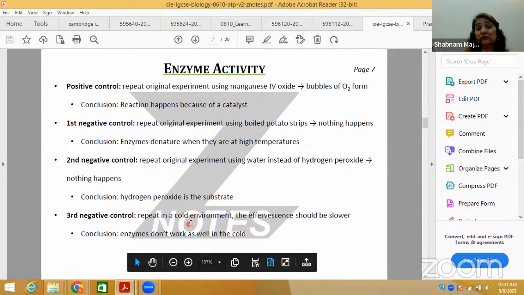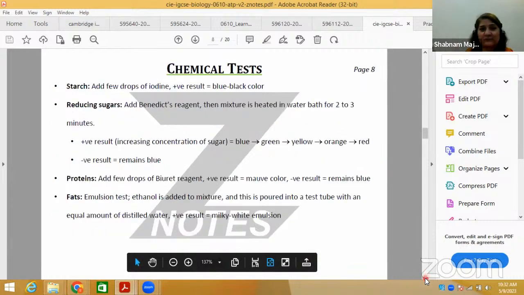Third negative control: repeat in a cold environment. The effervescence is slower, showing that the enzyme doesn't work as well as the control. So, effervescence, acidity, the chemical test, already explained to you. Add a few drops of iodine, already explained. I'm not going to go into these, already explained.